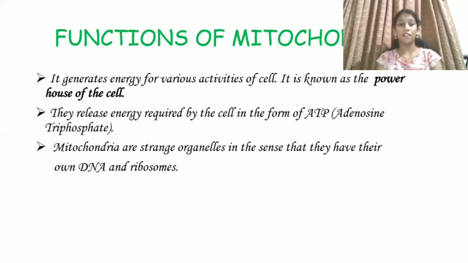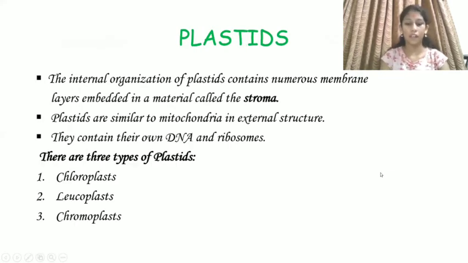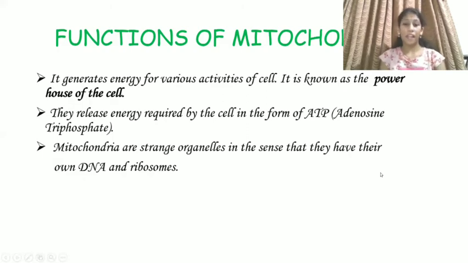They release energy required by the cell in the form of ATP, adenosine triphosphate. As I have told you, this ATP is released by mitochondria. Mitochondria are strange organelles in the sense that they have their own DNA and ribosomes. Now, we learned about ribosomes in which organelle? We learned about ribosomes in the endoplasmic reticulum, under the rough endoplasmic reticulum. So why does it make the rough endoplasmic reticulum look rough?